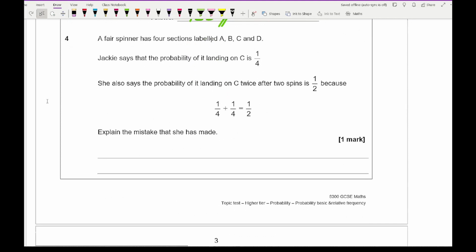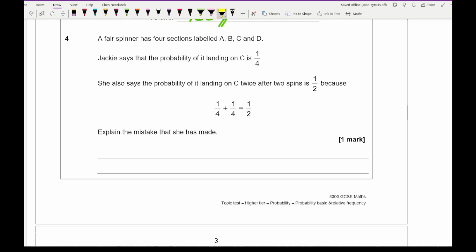Moving on to question 4, it says that a fair spinner has 4 sections labelled A, B, C and D. Jackie says that the probability of it landing on a C is 1/4. She also says the probability of it landing on a C twice after 2 spins is a half, because a quarter plus a quarter is a half. Explain the mistake that she has made.